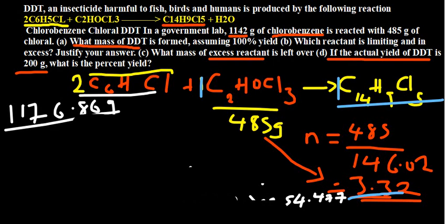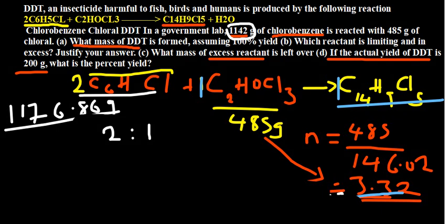Remember, in the question initially, we were given that the chlorobenzene was 1142 grams. Okay, this is how much of it was available initially. So let's determine how much of it reacted using the limiting reagent. So they are in the ratio of 2 to 1. Then beneath it, I'll write the number of moles. So the number of moles is 3.32 for the limiting reagent.